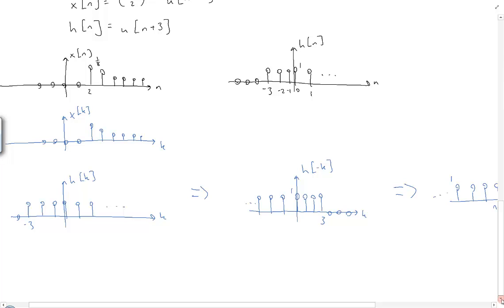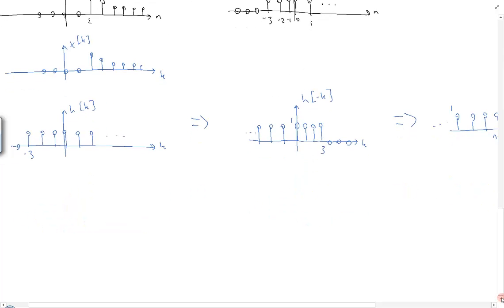So what we're going to do is examine what this looks like for various values of n and perform that actual summation. Let's suppose for this first part that n is equal to minus 3. In other words, we want to find the value of y of negative 3. When n is equal to negative 3, we can draw our functions as follows.